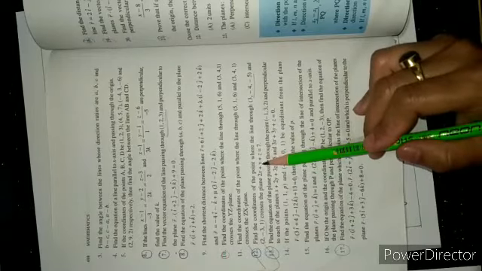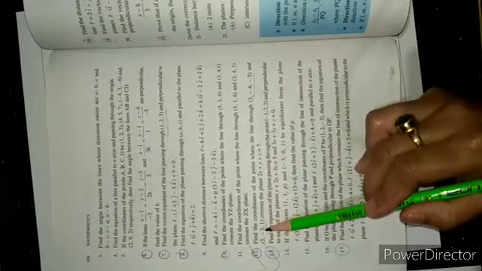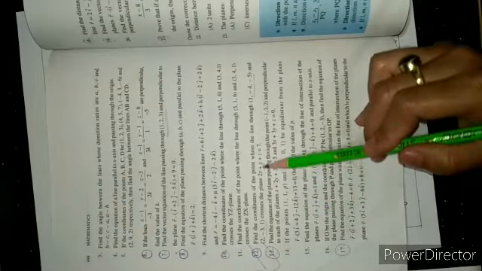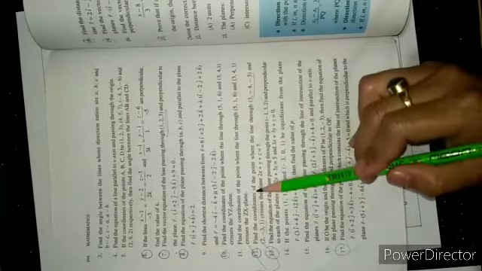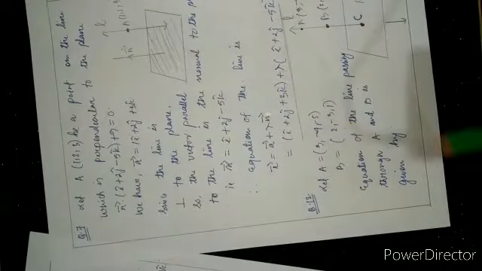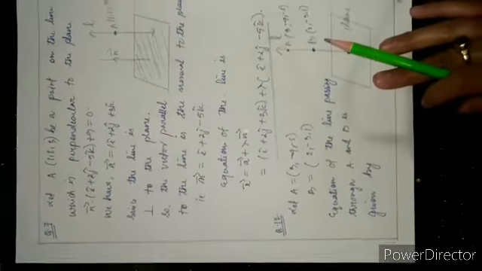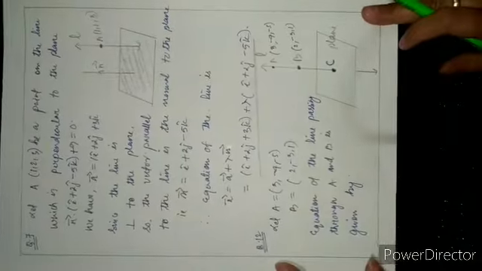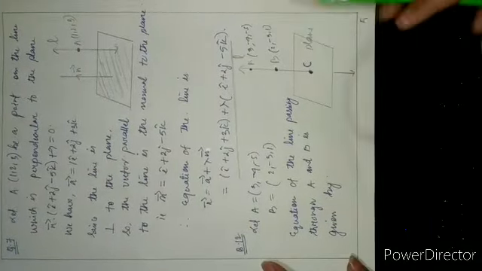The point of intersection of the line passing through these given 2 points and the plane. To find the coordinates of the point of intersection, first we write the equation of the line. Equation of the line passing through the two given points.